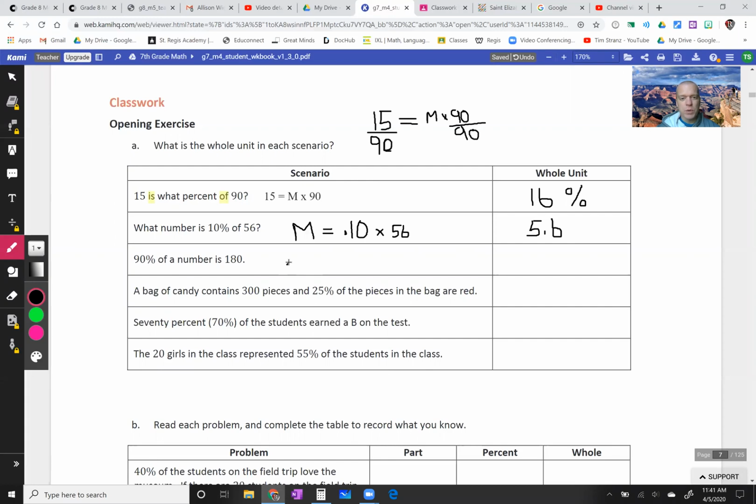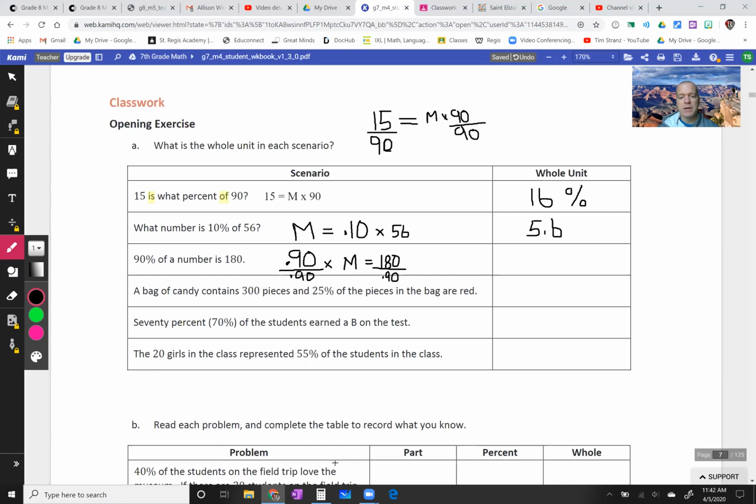90%, so we're going to start with 0.90 as a decimal, of, we know that now means multiplication, a number, we don't know what that number is, so I'm going to call it M, is, which we know now is equals 180. Okay, so we need to find out what M is. Again, to get M by itself, we need to divide by this to get rid of this. So 0.90 divided by 0.90 is 1, it gets rid of it. And then we need to do 180 divided by 0.90, because what you do on one side, you have to do on the other side.